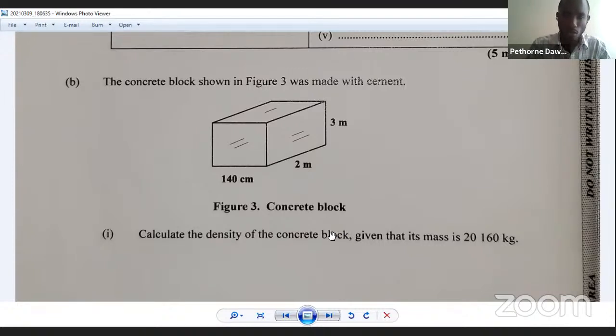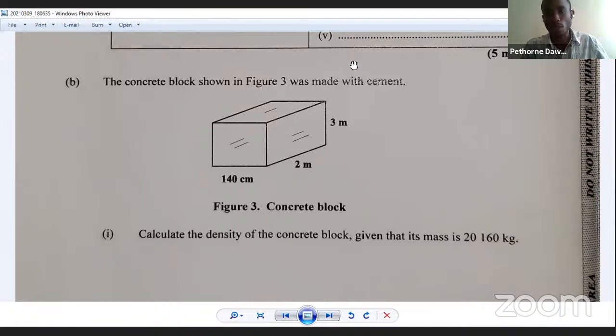So that's 20,160 divided by 8.4, and that gives a round figure of 2,400. Now the units of this density are the units of what you use to find it. Meaning, if you use kilograms and meter cube and you divide, then you will have to use the units there to report the density units.